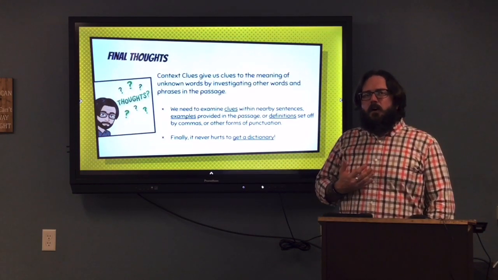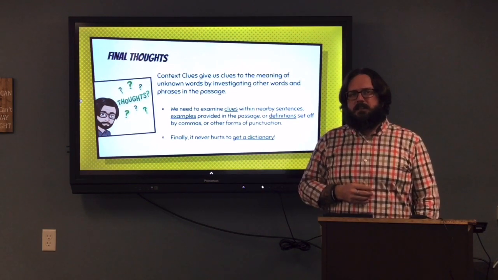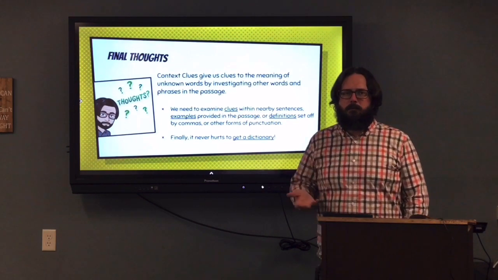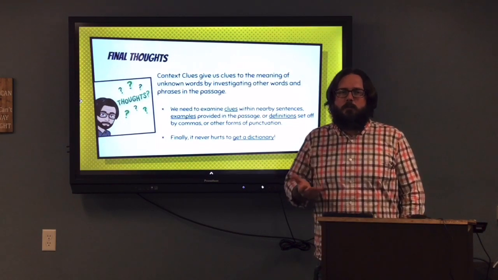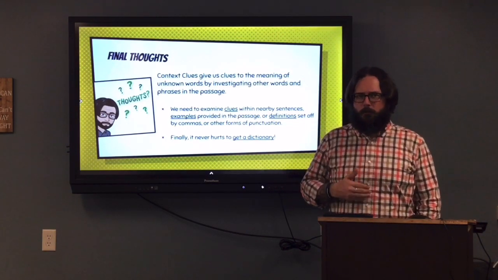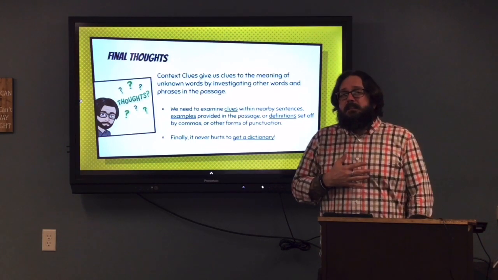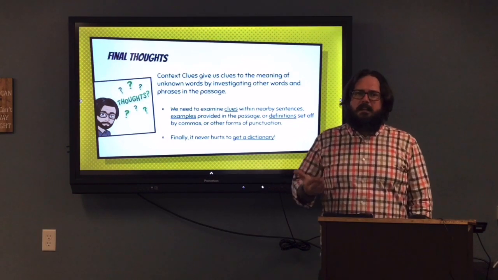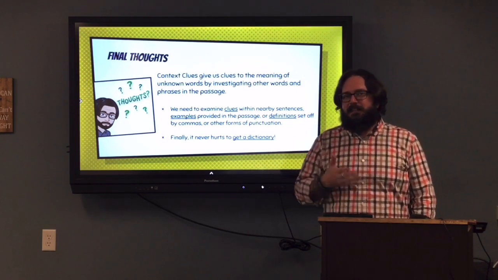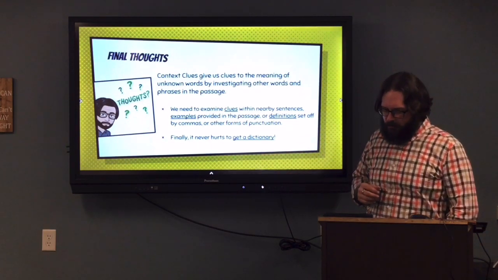So we've seen that authors may give us clues in those other sentences to help us determine a word's meaning. In other cases, they may provide examples to help explain what a word means. And finally, they could even give us a direct definition that usually we can identify by seeing that it is set off with commas in the passage.